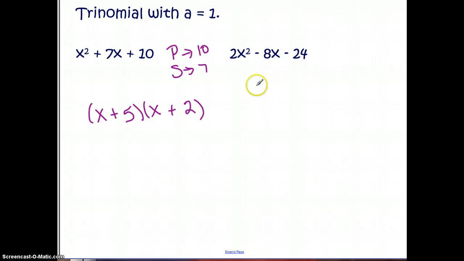All right, moving to the second one, the first thing I always look for is a greatest common factor. All of those are even numbers, so I can pull out my 2.